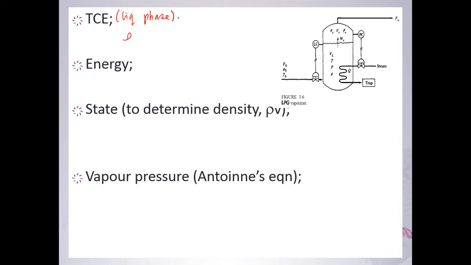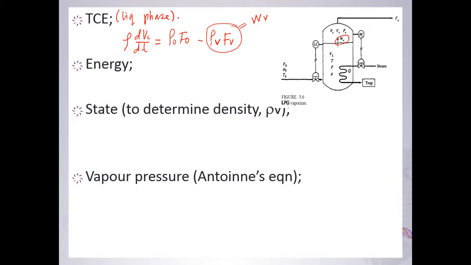And let's do this. d rho VL over dt equals rho naught F naught minus rho V FV. And this one is actually equal to your WV, so you can use either WV or rho V FV. It does not really matter.